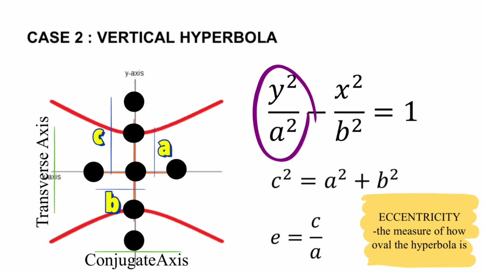So these are the parts, the two cases, and the equations of a hyperbola with center at 0, 0 or at the point of origin.